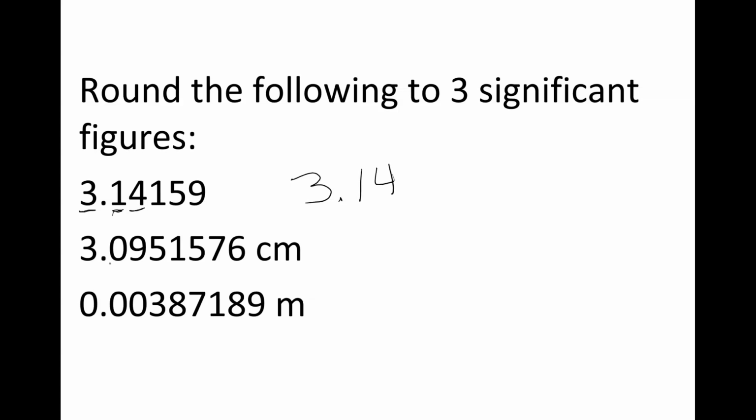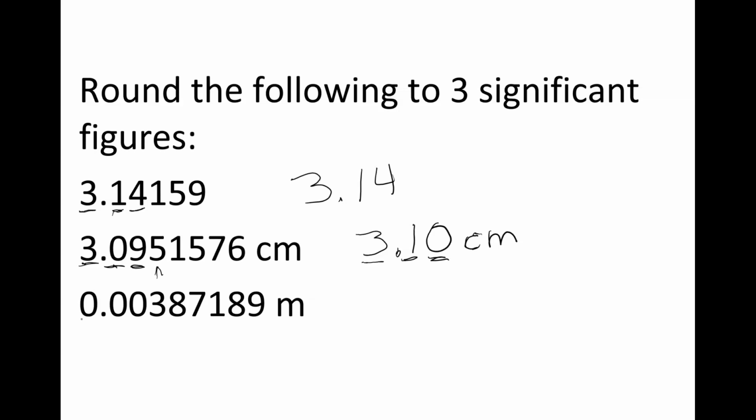On the next one, 3.0951576 centimeters. 3, 0, 9 are our first 3 significant figures. The next digit is a 5, so that's going to round up. But if we round up 9, that's going to give us 10. So we get 3.10 centimeters. So be careful about that. If you have a value of 9, it's going to round up to 10, and you still need to make sure you have 3 significant figures in your answer here.